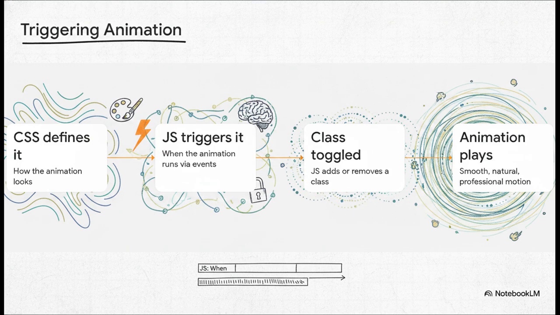It's the bridge where logic and design snap together perfectly, almost like Lego bricks. Think of JavaScript and CSS as absolute partners, following a four-step sequence. 1. CSS defines exactly what the animation looks like. 2. JavaScript, our nervous system, listens for the event. 3. JavaScript, acting as the brain, toggles a specific class on our element. And 4. CSS, our muscle, takes over and actually plays the animation. So JavaScript decides the when, and CSS decides the how.